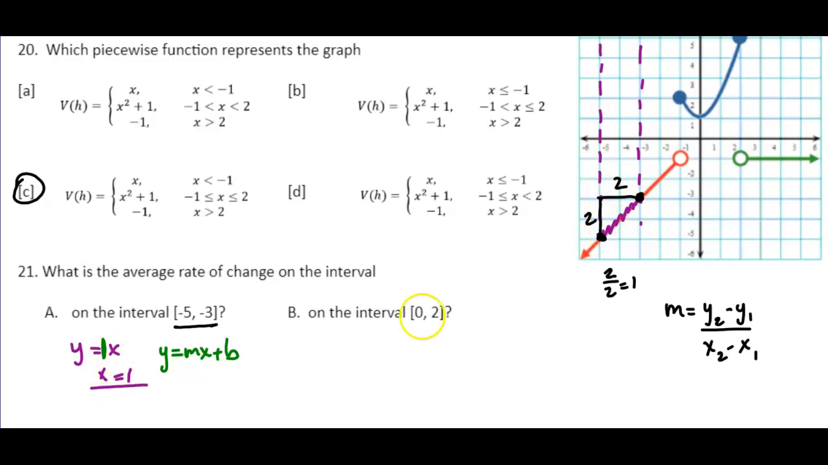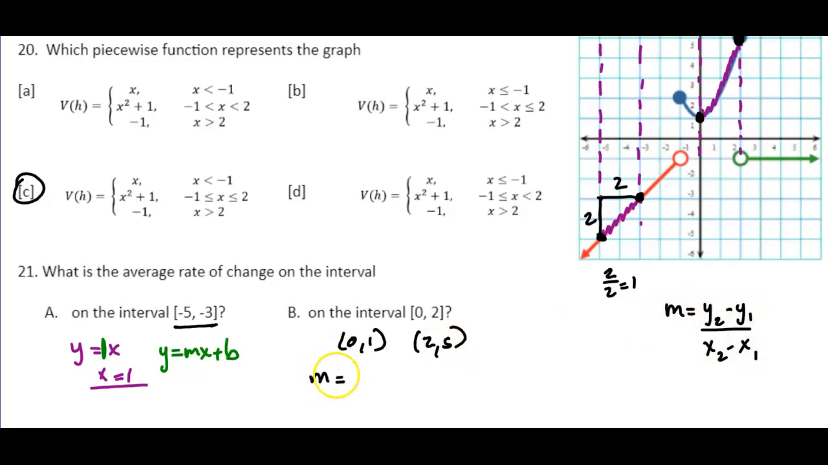Now for B, we're looking on the interval 0 to 2. So here's 0, here's 2. We're looking for the piece on this parabola between 0 and 2. Now for this one, because it is not linear, we have to use the equation for slope. So I'm going to use 2 good points, which this one is 0, 1, and then this point right here, which is on the end of that interval, at 2, 5. I'm going to put that into the slope formula.